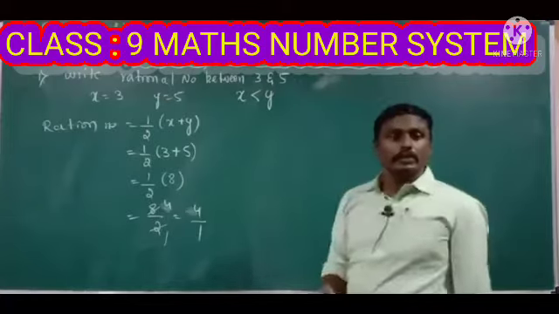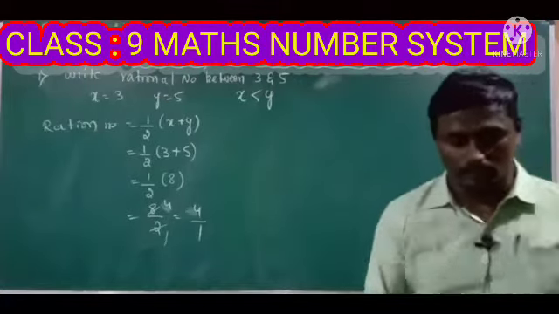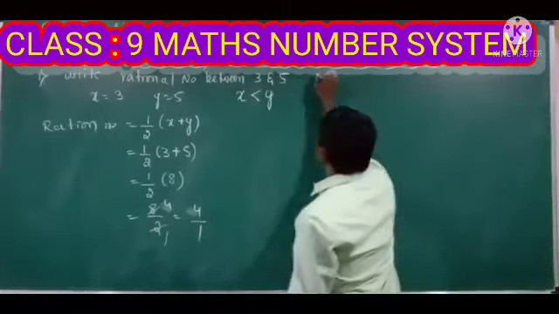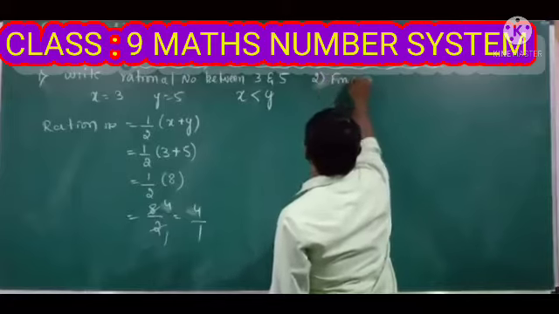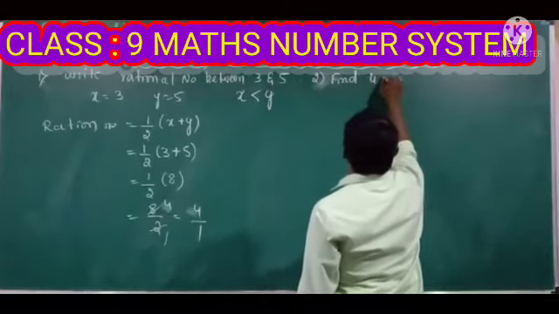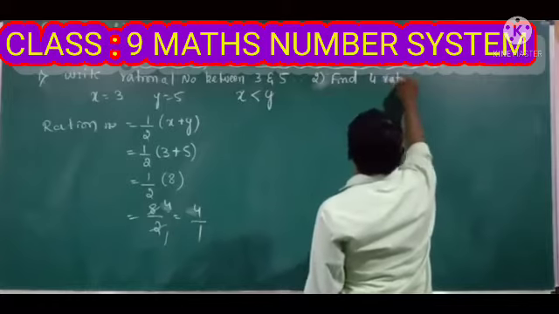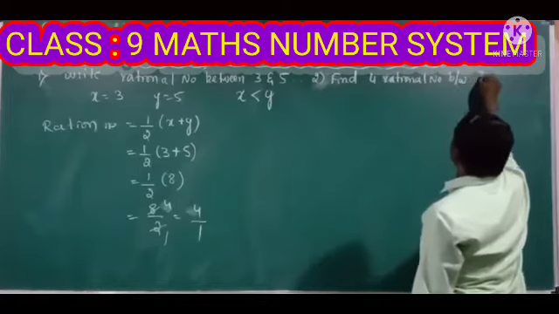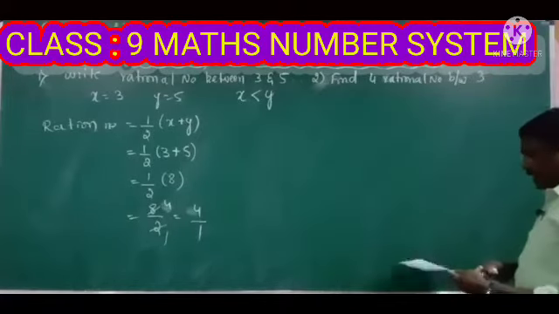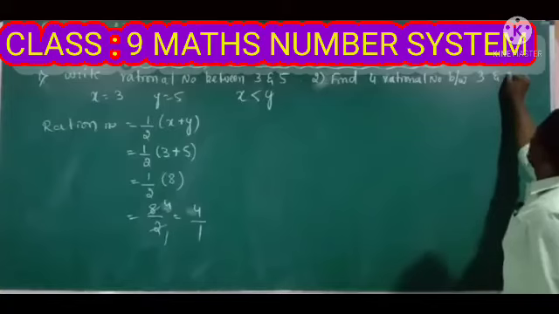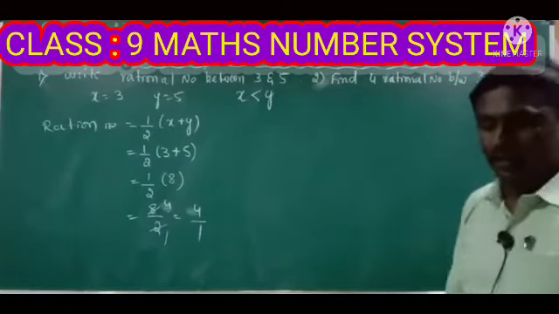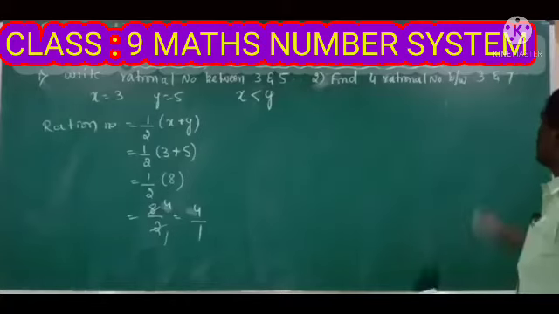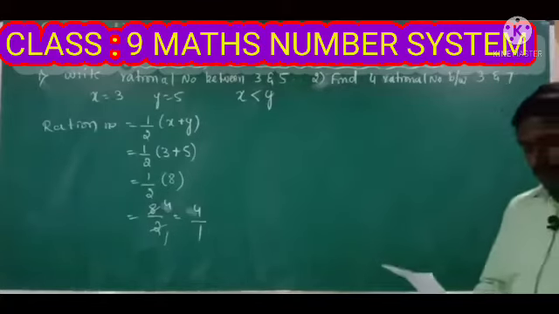If you need to find more than one rational number, there is one more formula. Write the rational numbers, or find 4 rational numbers between 3 and 7. So how are you going to find the 4 rational numbers between 3 and 7?